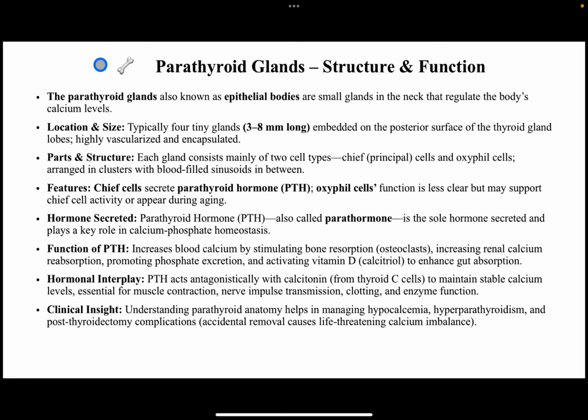Okay, so the parathyroid gland, the structure and functions of the parathyroid gland. In this video, we'll be focusing on the parathyroid gland and then the hormones that are produced by the parathyroid glands.